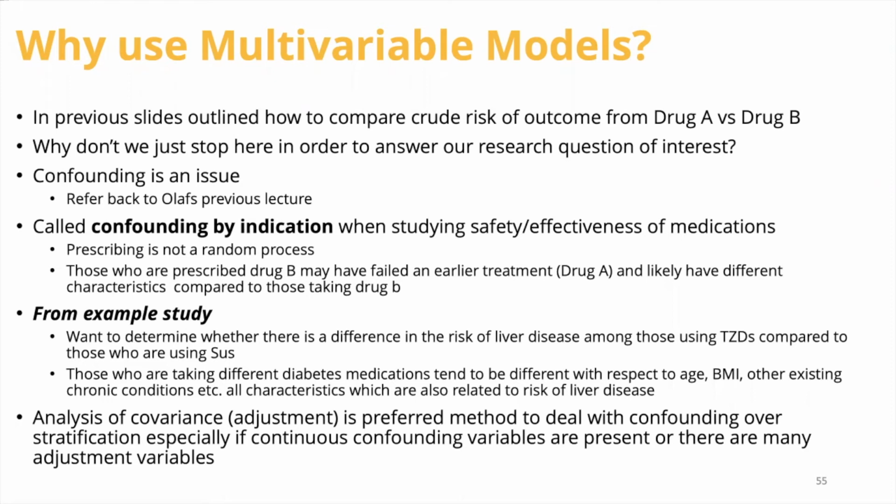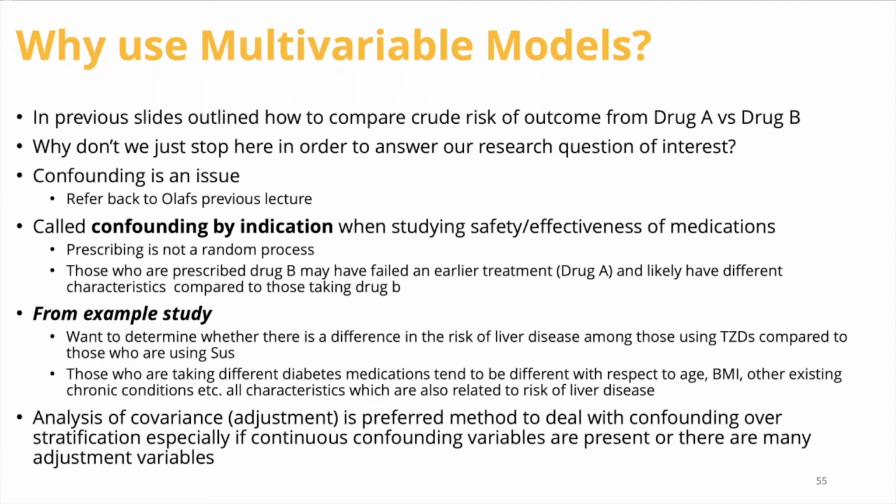What we could do is calculate the crude risk ratio or the crude risk difference, crude incidence rate difference, and then conclude based on that information whether there's an association between drug A and our outcome of interest compared to our comparator. Well, we know based on lectures from Olaf that confounding is an issue and we need ways to deal with it. So in drug safety studies, this is more specifically called confounding by indication.